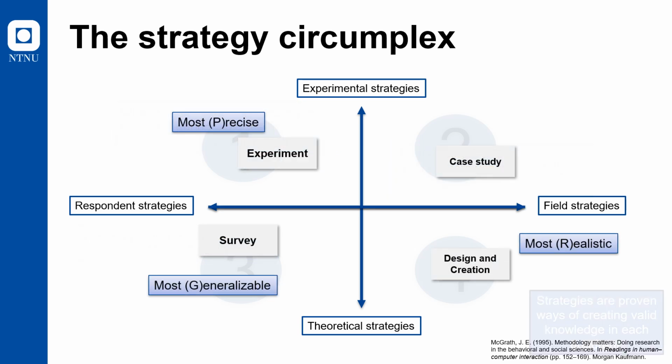What makes the strategy circumplex so powerful is that it will guide you in finding the right research strategy. Research strategies, such as experiments and surveys, are nothing more than proven ways of creating valid knowledge in each quadrant of the circumplex. Once you know where in the circumplex your research question belongs, you can go on and investigate the strategy that is relevant for your research question. In the course textbook, you will find detailed information about each of the most common strategies shown in this figure. They are experiments, case studies, surveys, and design and creation.